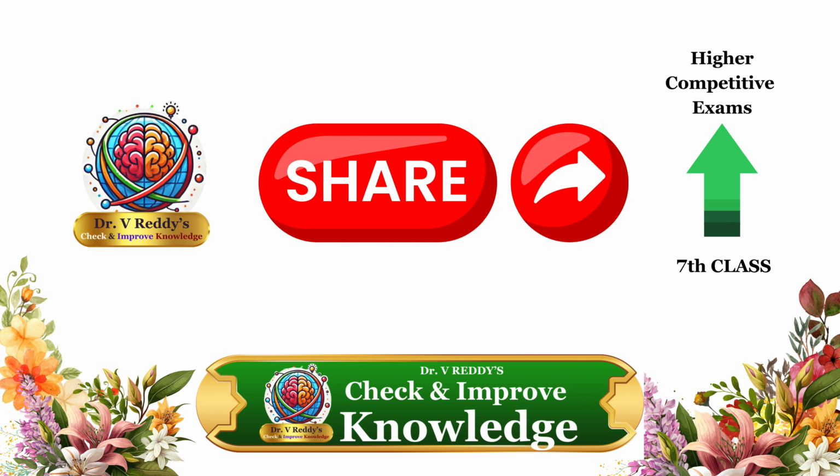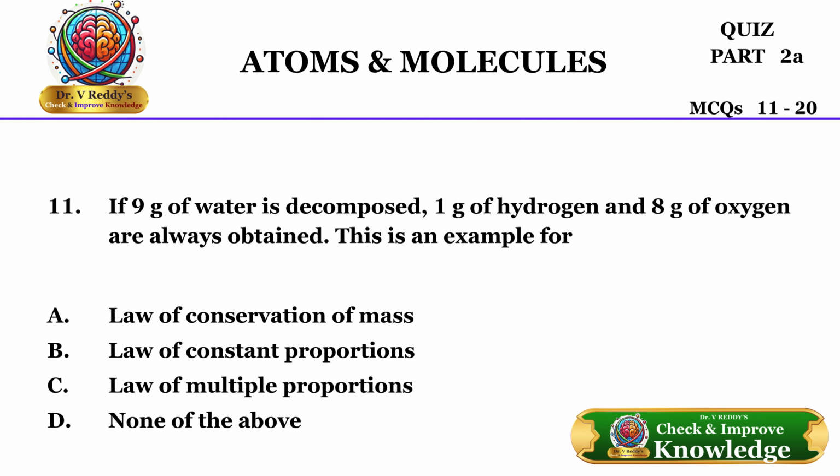11. If 9 grams of water is decomposed, 1 gram of hydrogen and 8 grams of oxygen are always obtained. This is an example for B. Law of constant proportions.